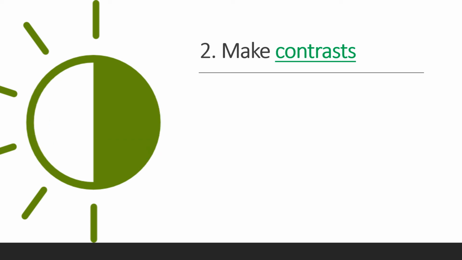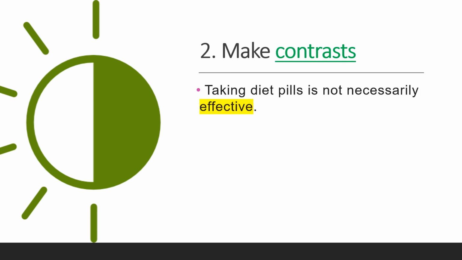Let's take a look at another pair of example sentences. Sentence 1. Taking diet pills is not necessarily effective. So diet pills may not be effective for you. Maybe after you eat diet pills, you won't get thinner. This is one idea in the first sentence.